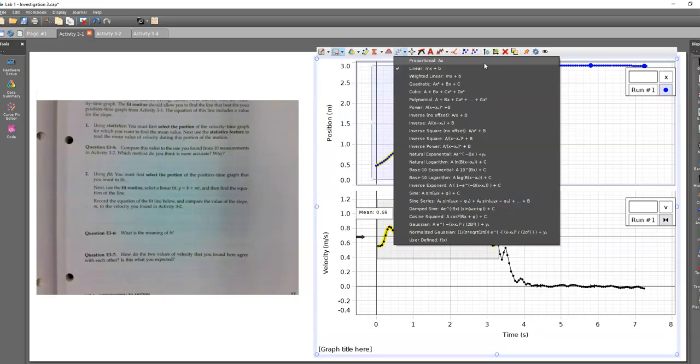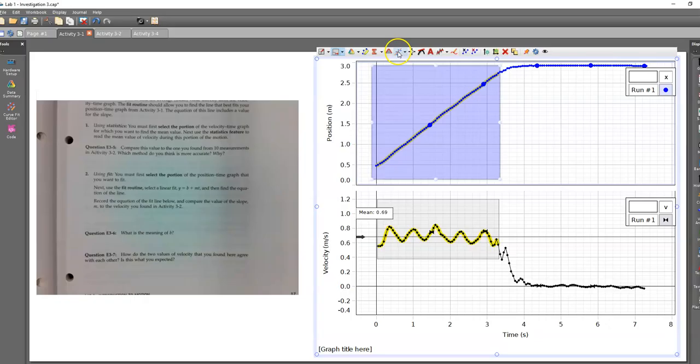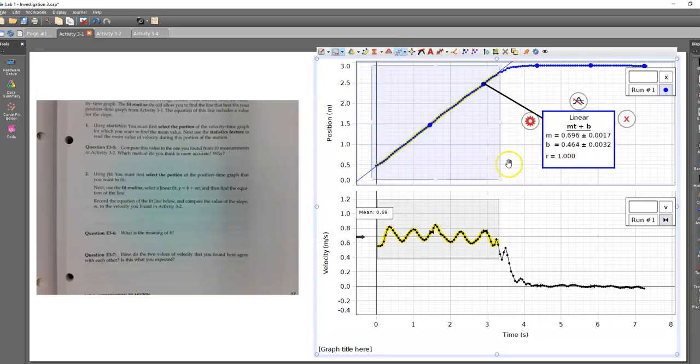In this particular case, it looks like a straight line, so I've got linear selected. So all I got to do is push the button to activate it. There's the line. The line has a slope of 0.696 meters per second. It has a y-intercept of 0.464 meters.